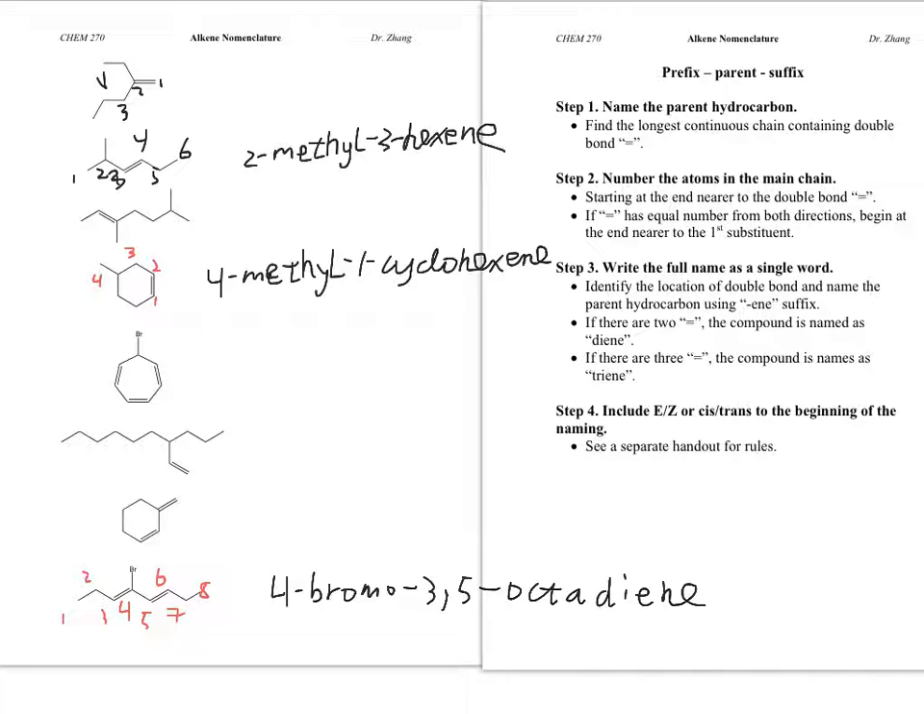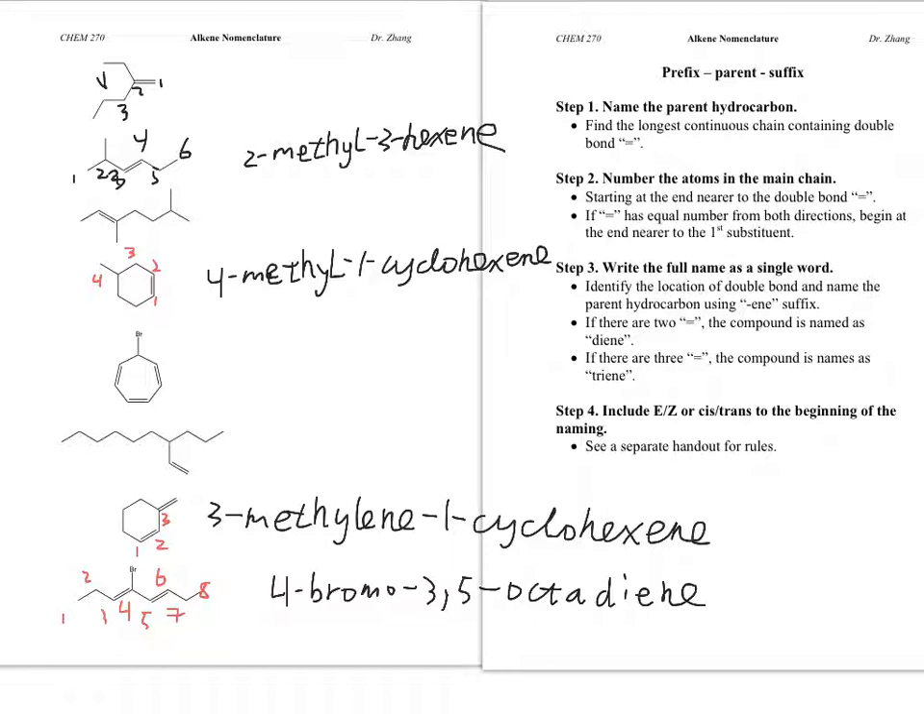So that being said, to number this molecule, you're going to start with this double bond carbon, 1, 2, 3. Okay, so the name of the molecule would be 3-methylene-1-cyclohexene. Again, this 1 here is optional. You could also try to name the rest of the molecules by yourself following these IUPAC rules.